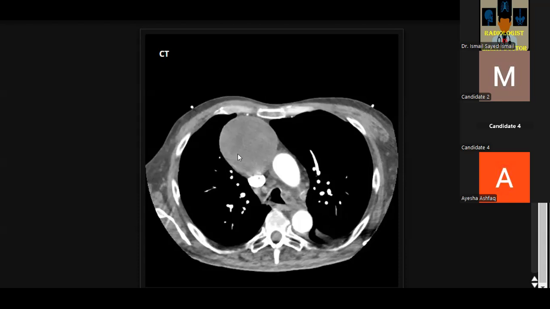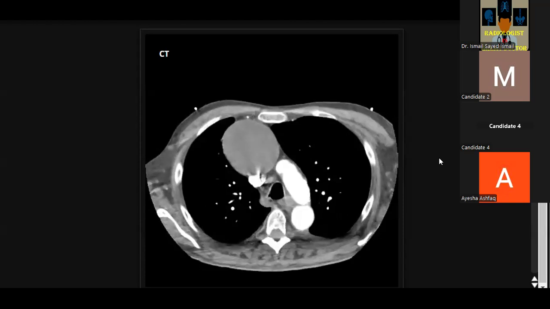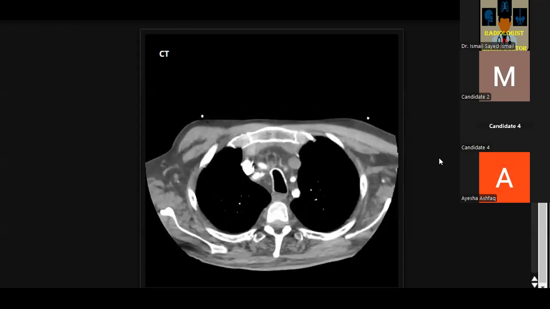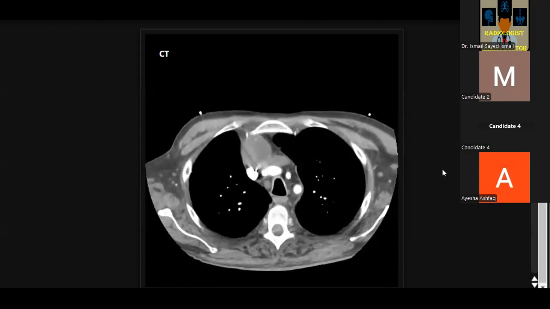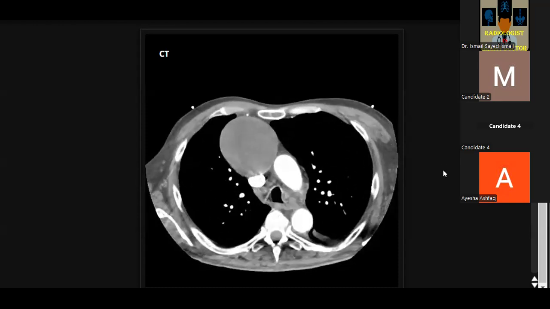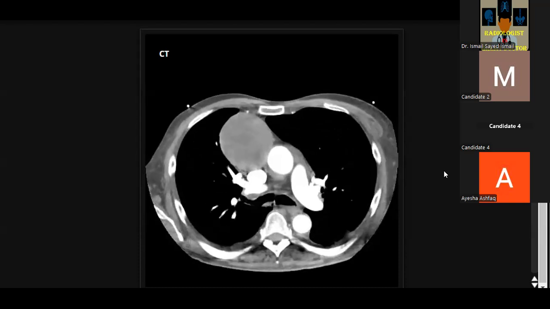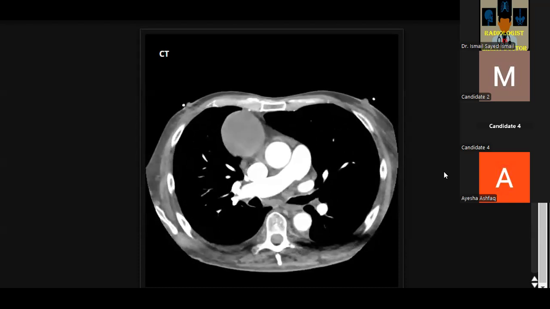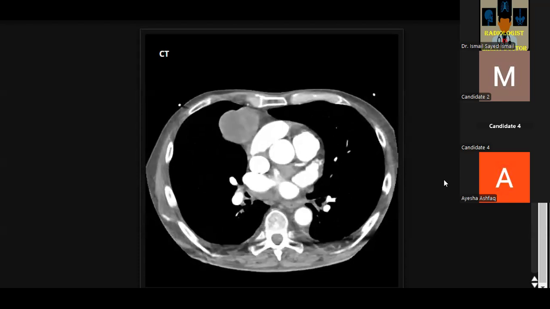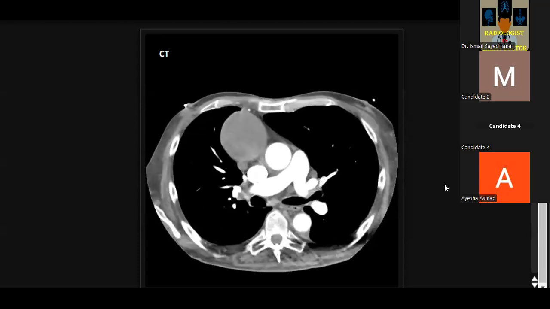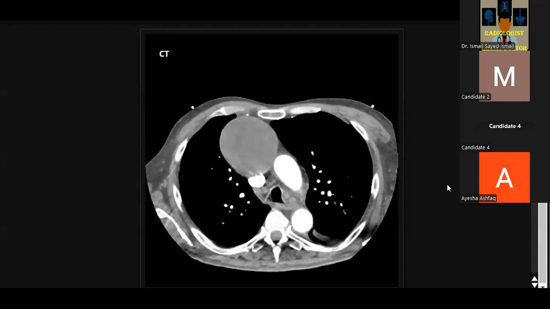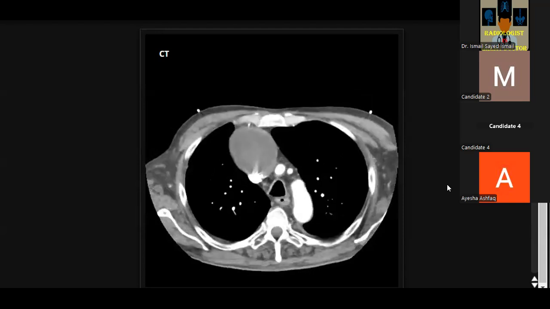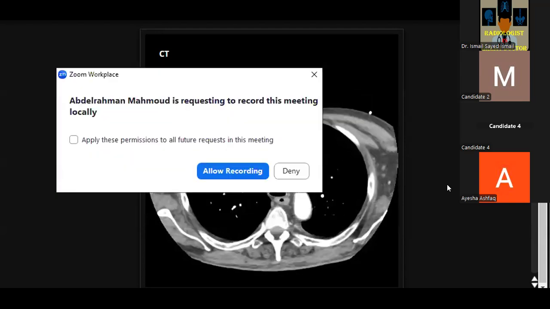So this is the contrast-enhanced CT chest exam of the same patient. Here I can appreciate a fairly well-defined, lobulated, mildly enhancing soft tissue density lesion, which is occupying the anterior mediastinum. This lesion is abutting the major vessels of the mediastinum, but I cannot appreciate any significant invasion or encasement of the vessels. I can appreciate no calcification or cystic component within this lesion, and it is projecting into the upper lobe of the right lung.